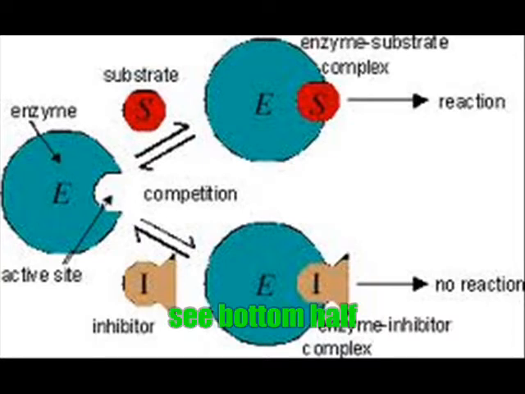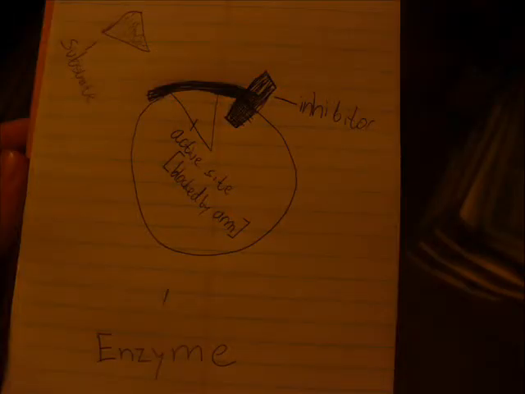Competitive inhibition is when the inhibitor goes in and takes the substrate's place, clogging the active site so that it can't take any more molecules inside of it. Whereas non-competitive inhibition takes 2 forms. They're referred to as allosteric regulation.